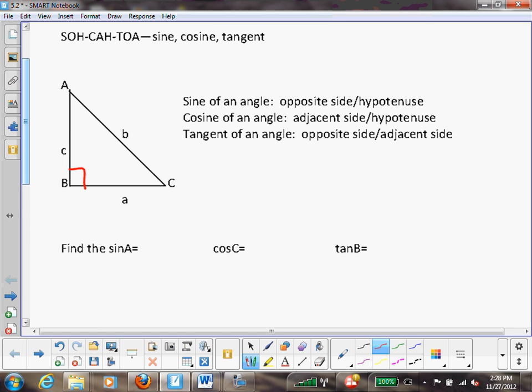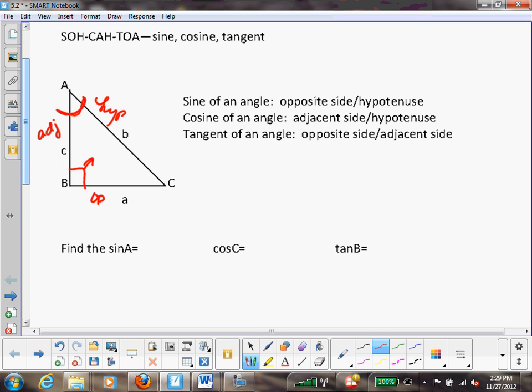Where is the hypotenuse always going to be across from? Yeah, hypotenuse is always this one because it's across from the 90 degree. Okay. All right, so find the sine of A. If this is my A, then this is my adjacent side, and this is my opposite side. Opposite means across. Adjacent means right next to. Hypotenuse is never your adjacent side.